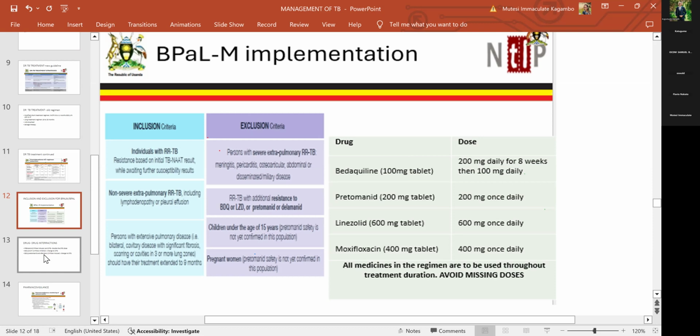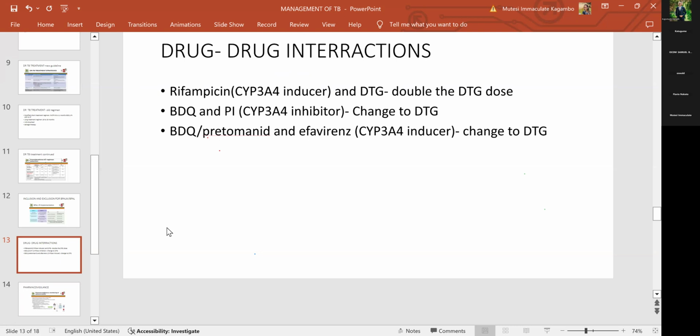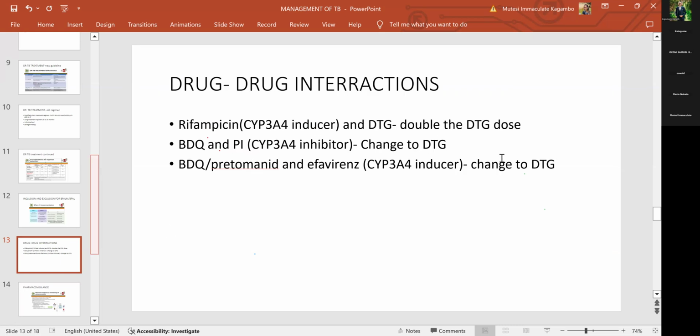I want us to look at drug-drug interactions. That's usually very important. That's slide 13. When you're at TB pharmacy, you must know these drug-drug interactions always at the back of your mind. Patients who are on rifampicin-based regimen and at the same time taking ARVs, especially DTG-based combination, there's usually an interaction. Rifampicin is a CYP3A4 inducer. So it's going to lower the plasma levels of DTG. So what usually they do is to double the DTG dose. So patient will take the TLD in the morning and then an additional DTG in the evening.